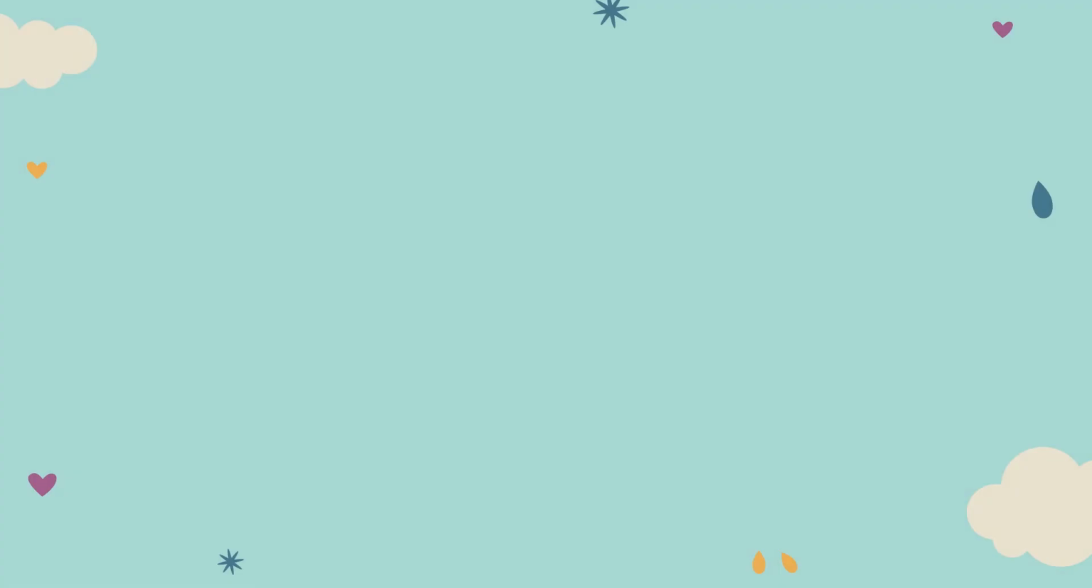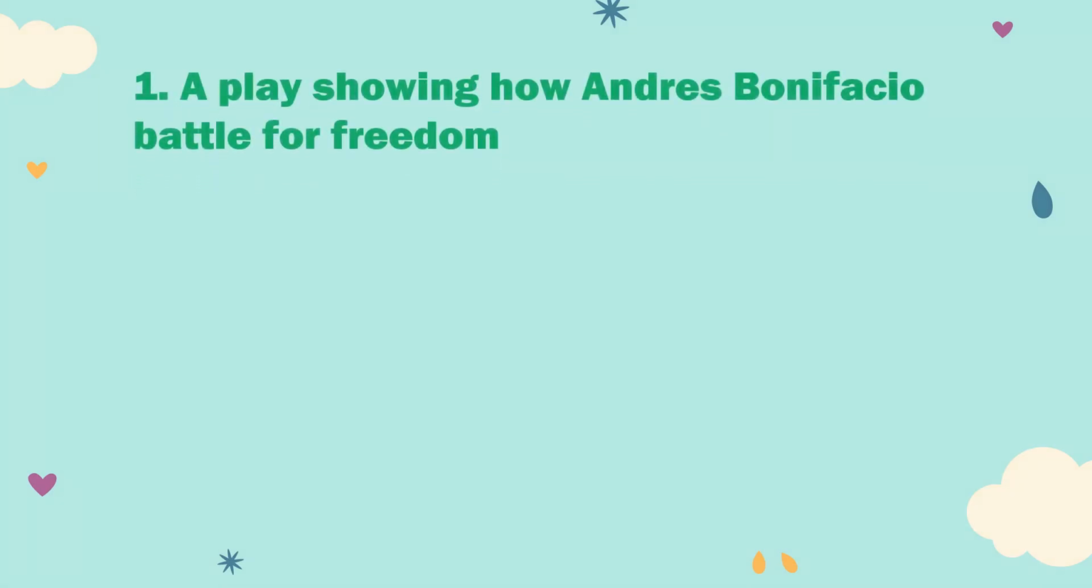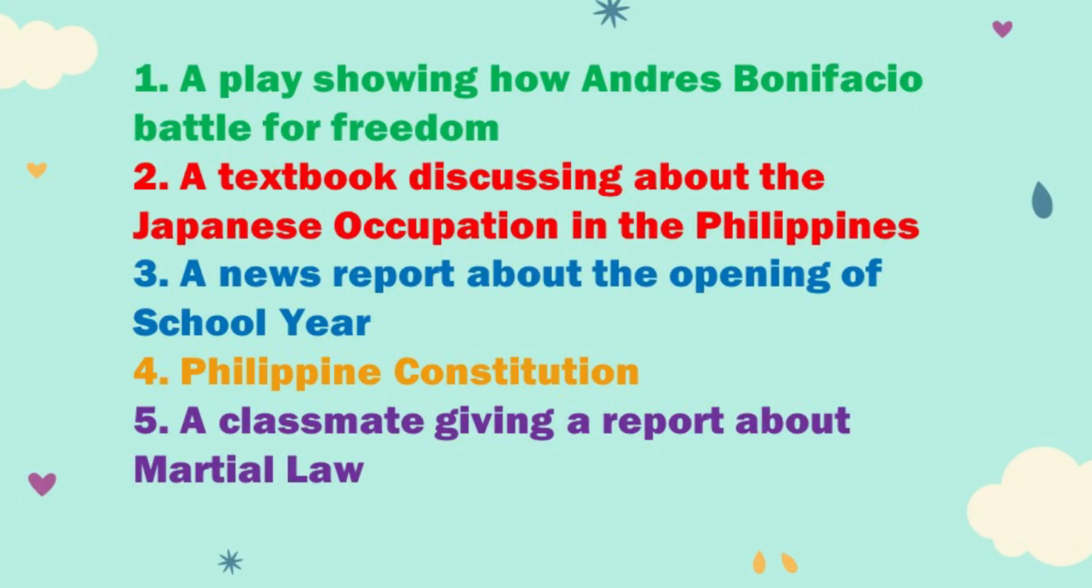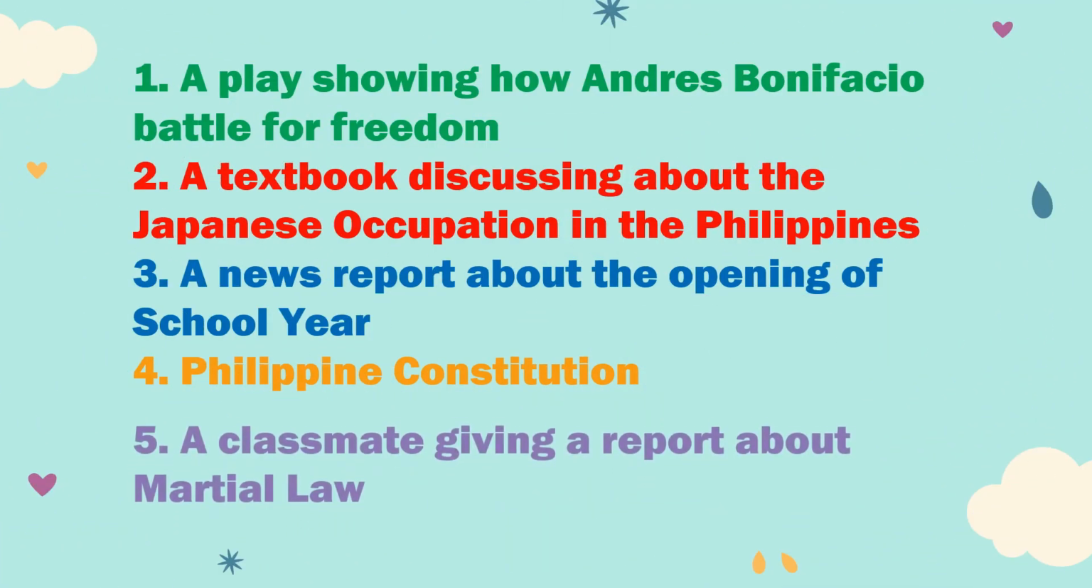So here are the first 5 sentences of 10 sentences for this activity. Number 1, a play showing how Andres Bonifacio battled for freedom. Number 2, a textbook discussing the Japanese occupation in the Philippines. Number 3, a news report about the opening of school year. Number 4, Philippine Constitution. And number 5, a classmate giving a report about martial law.